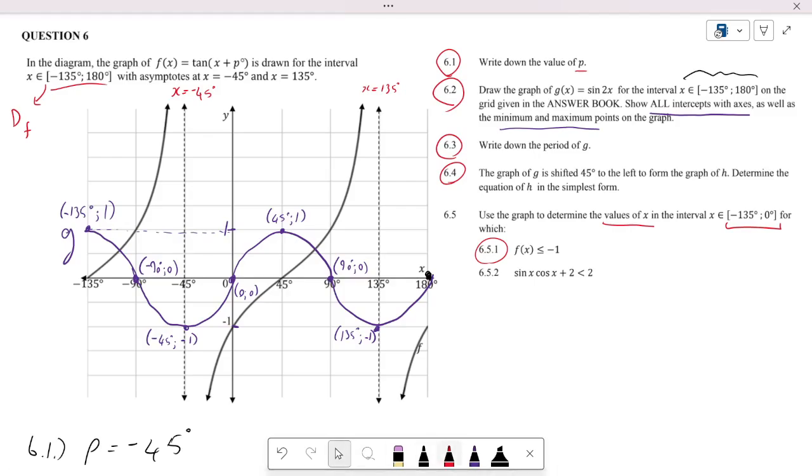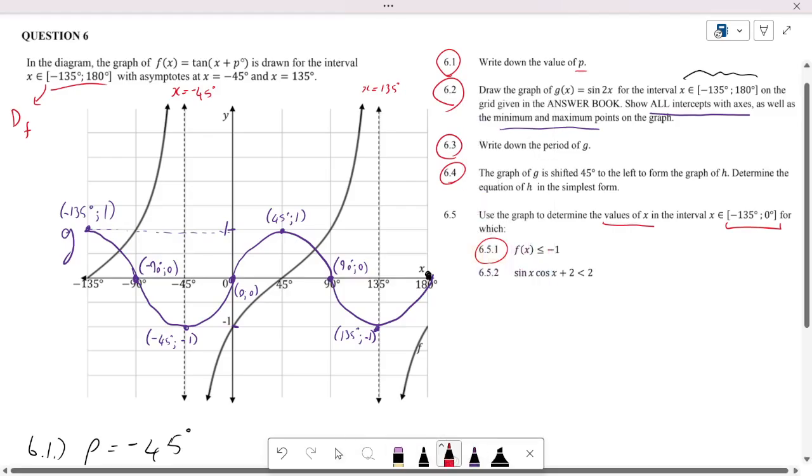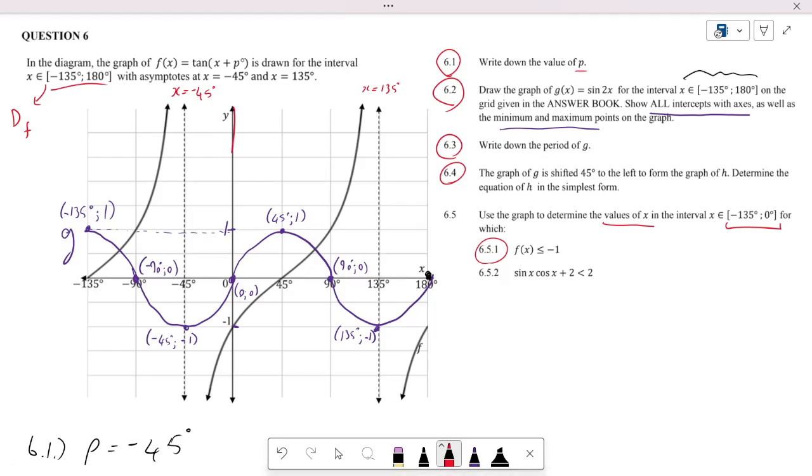So using the closed interval over here, I'm going to show you what we are going to ignore. You can see it's until 0, so we're not going to focus on anything past the y-axis. That's our red line. And then from negative 135, it's going to be from here until there, which means we're only focusing on the stuff over here between the red lines.